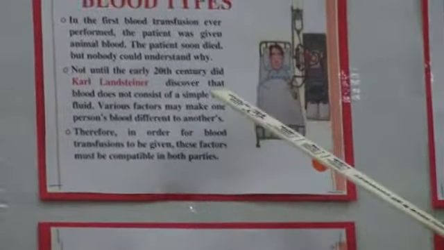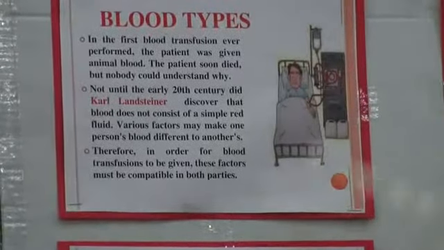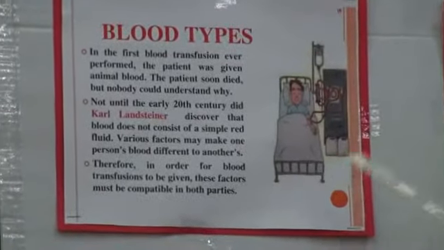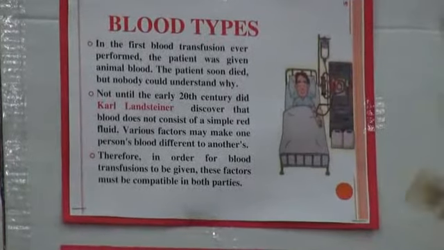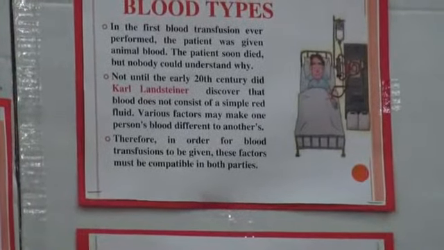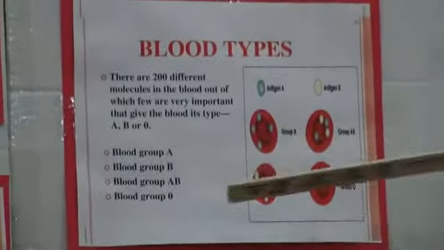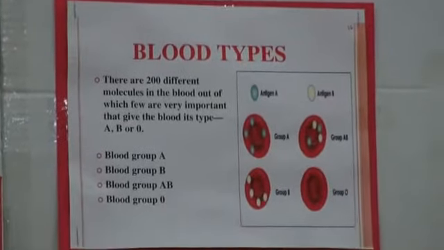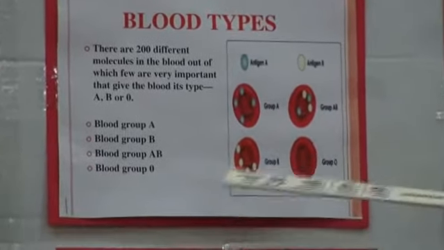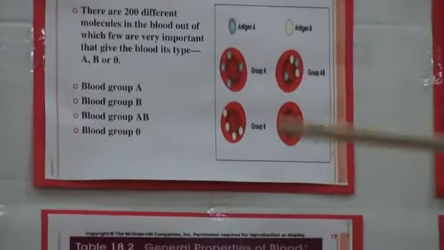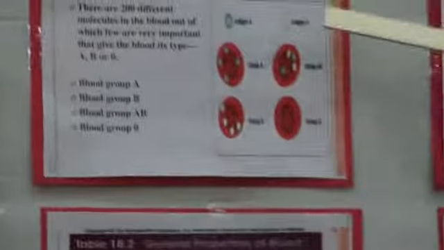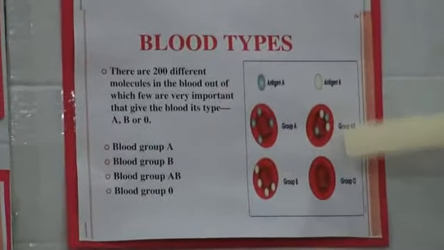Not until the 20th century, when Karl Landsteiner discovered that blood is not just a red fluid in our body. It's made up of much more, like I talked about the RBCs, platelets, and WBCs. So there are 4 different kinds of blood groups: blood group A, B, AB, and O. And O is a universal donor, which means this blood can be given to anybody. But for a regular successful blood transfusion, the two people have to have the same kind of blood group.